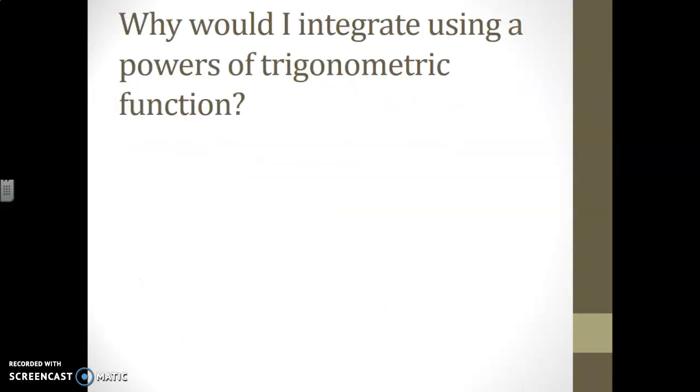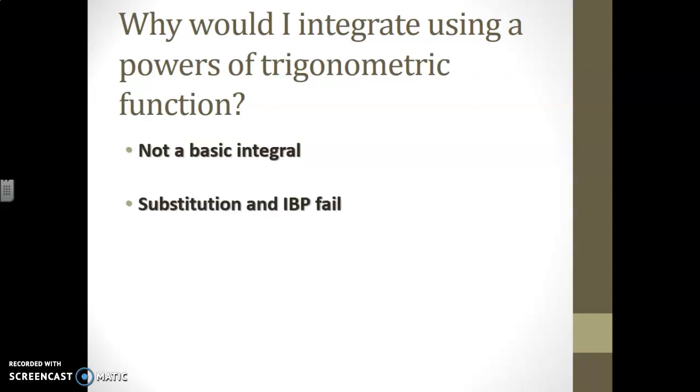Now, why would we use odd powers of sine in particular? Of course, we would have verified beforehand that the integral is not basic, that previous methods, substitution and IBP, have failed, and that algebraic methods, including trigonometric identities, were unsuccessful in solving the integral.